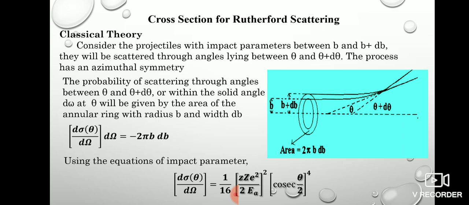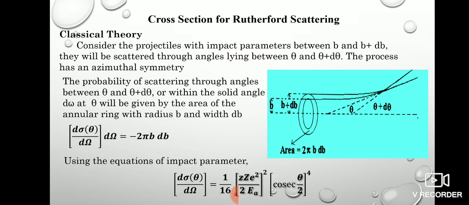This minus sign indicates that theta plus delta theta is less than theta, right. As impact parameter increases, the scattering angle decreases. And using the equation of impact parameter b, db can be calculated from that. So, using that, the cross section can be expressed as d sigma by d omega equal to 1 by 16 times (Z Z squared e squared by 2 E s) the whole squared times cosec theta by 2 whole raised to 4. Which is the very famous Rutherford scattering formula.